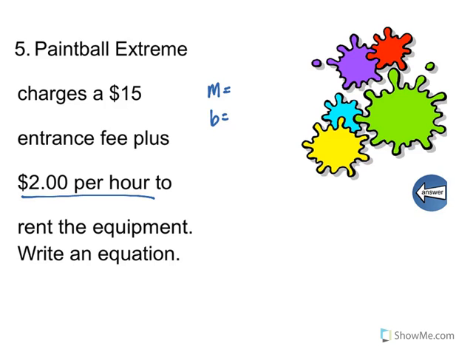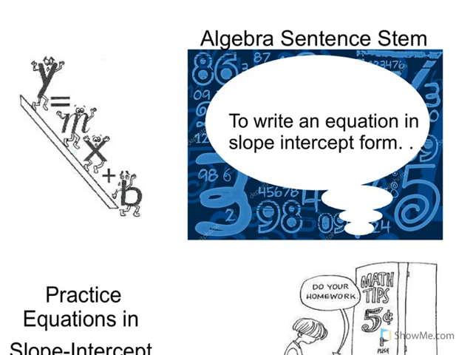The slope in this case would be our rate of change. So our rate of change is $2 per hour, so in this case would be 2. And then our y-intercept, this would be the initial fee, the initial amount, this one-time fee. And so in this case, that one-time fee is $15. And so now that we know that the slope is 2 and the y-intercept is 15, we can write our equation, which would be y equals 2x plus 15, because this would be that y equals mx plus b form.